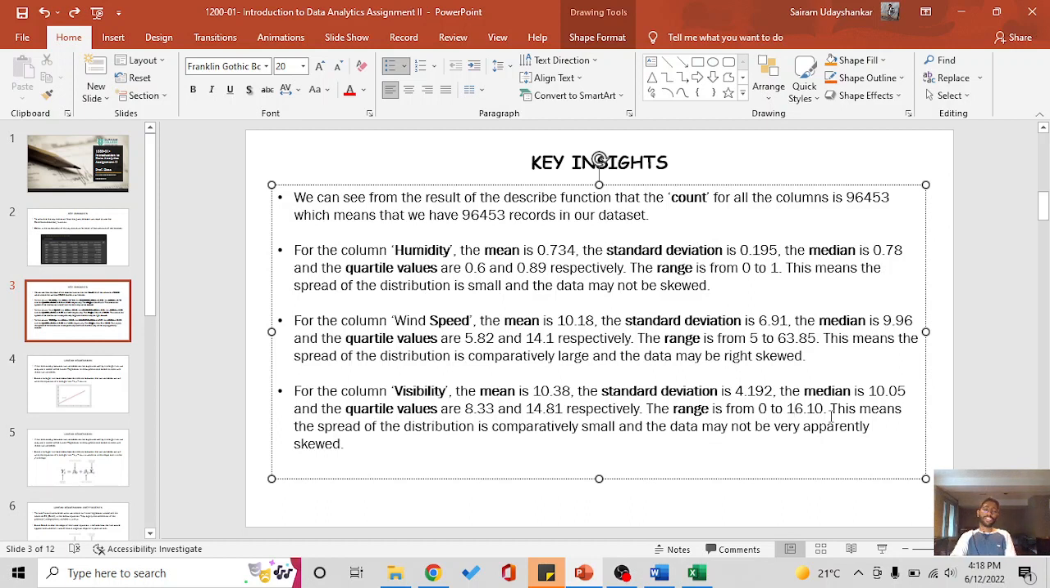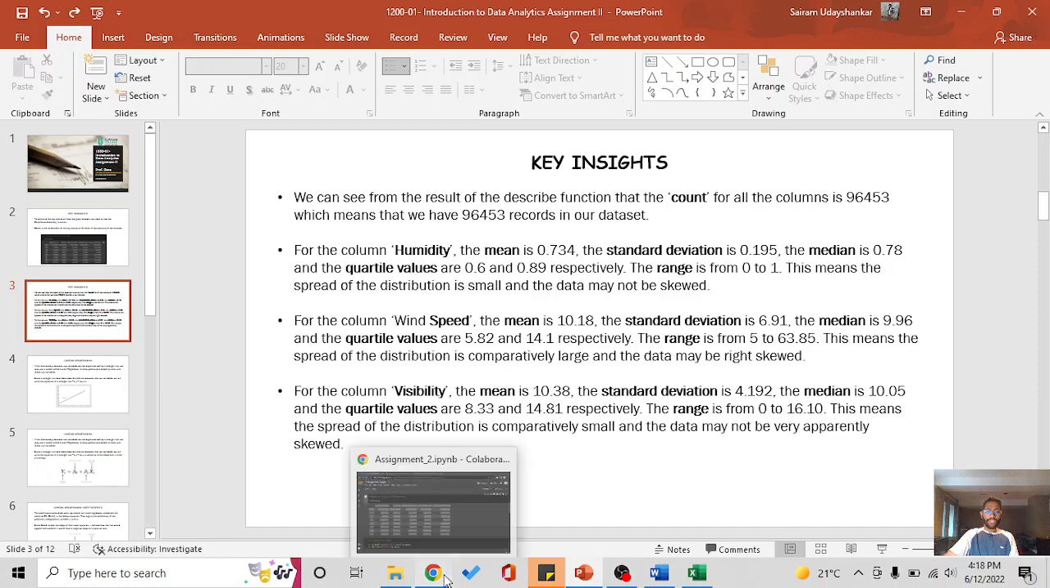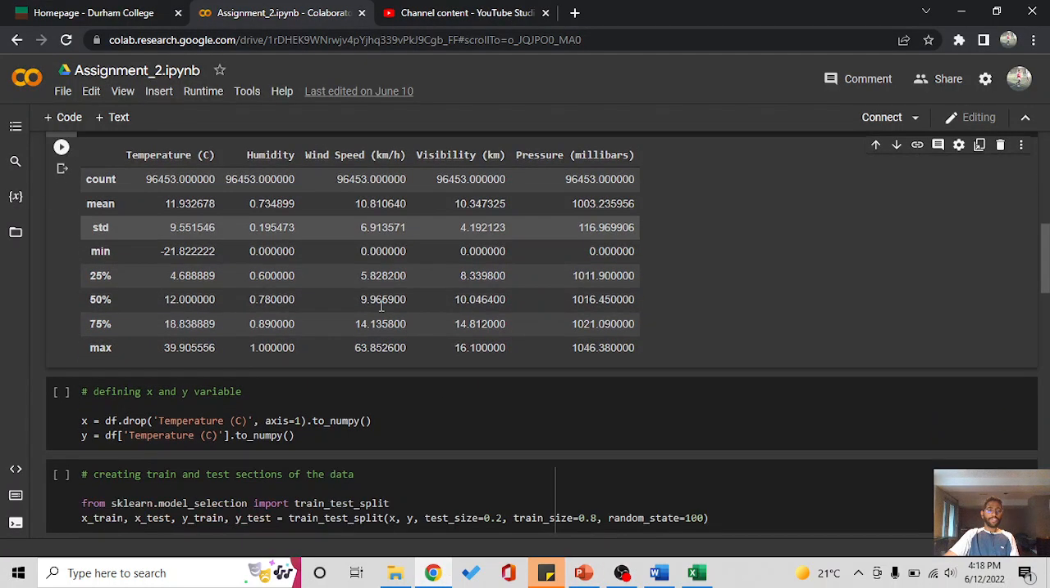So this may not be completely skewed or largely skewed. Maybe there's a little skew, but it's okay. And also the data is not spread a lot from the mean. So these are some key insights that we get from the describe function.